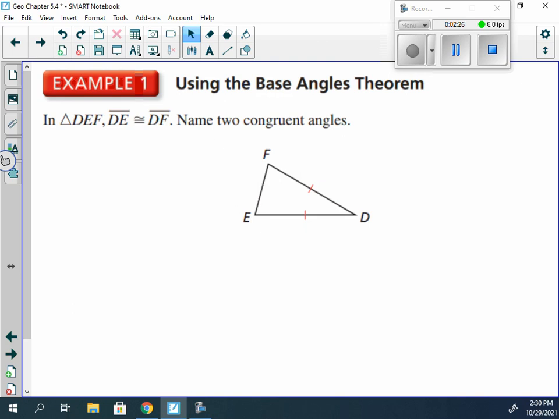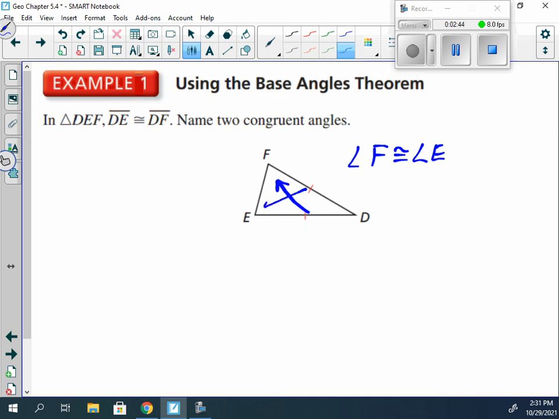In triangle DEF, side length DE is congruent to side length DF. Name two congruent angles. So angle F would be congruent to angle E, because the angles opposite those congruent sides will be congruent. So angle F and angle E would be congruent. That's it.